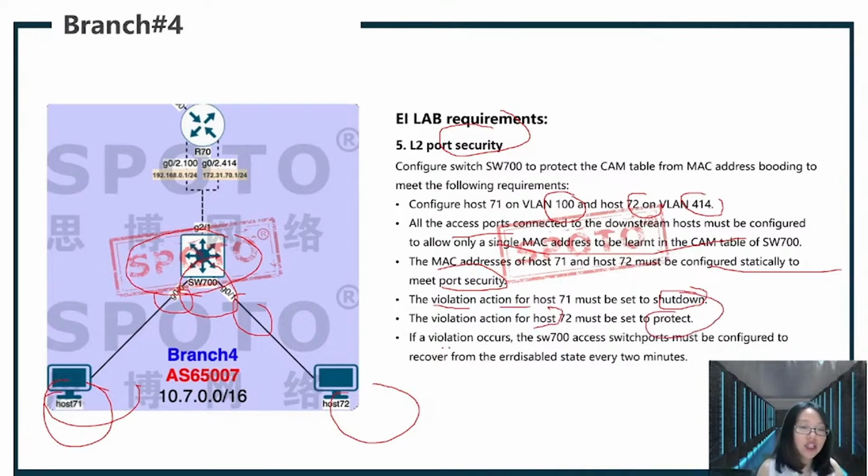If a violation occurs, the access switch port must be configured to recover from the error-disable state every 2 minutes. Okay, so this question mainly tests the security policy of the access switch.